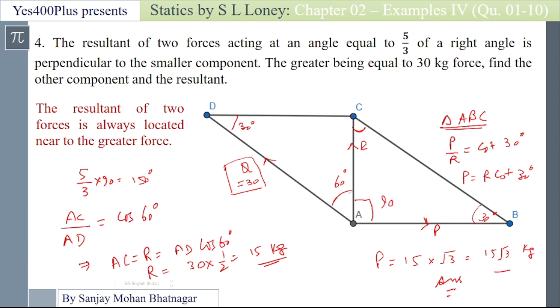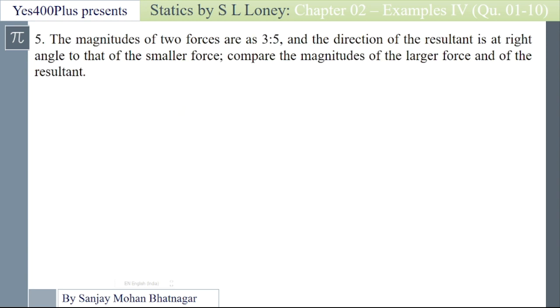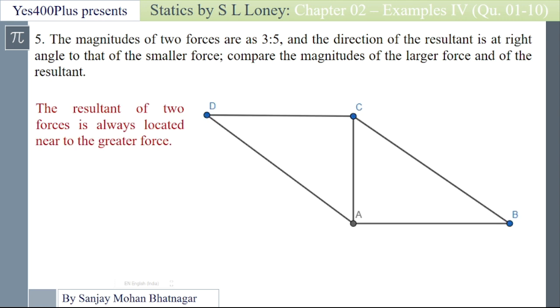Next question. The magnitudes of two forces are as 3:5 and the direction of the resultant is at right angle to that of the smaller force. Compare the magnitudes of the larger force and of the resultant. So let's do it. So let us see the figure. So this is the figure and this is force 3P where P is an integer, and this force is 5P because the ratio between the two forces is 3 and 5.